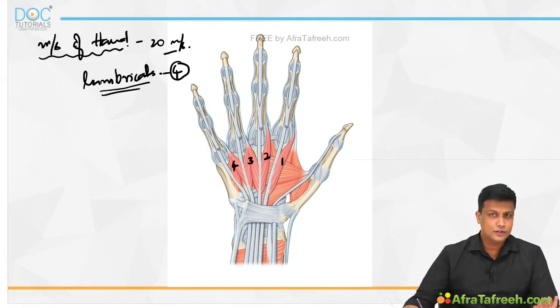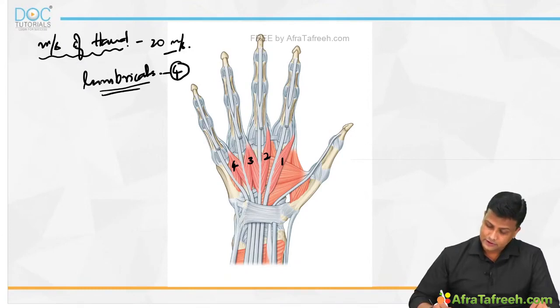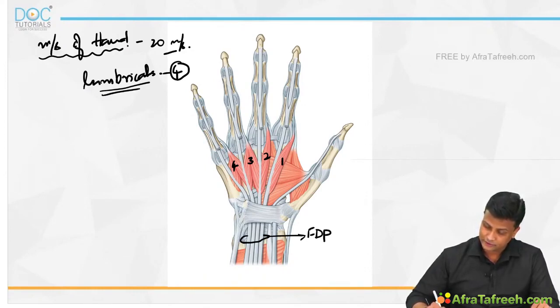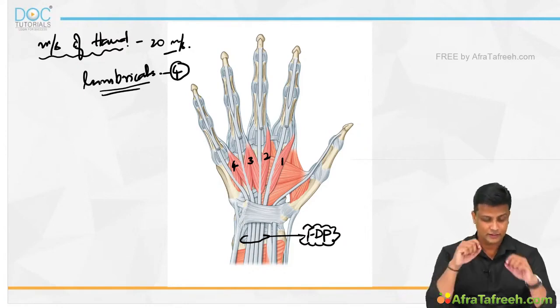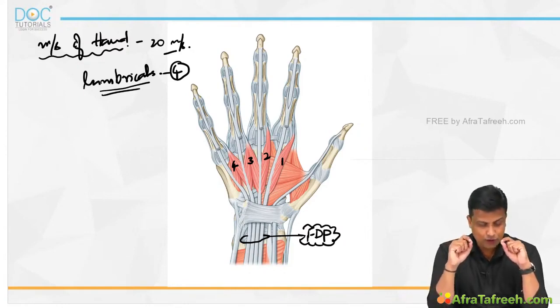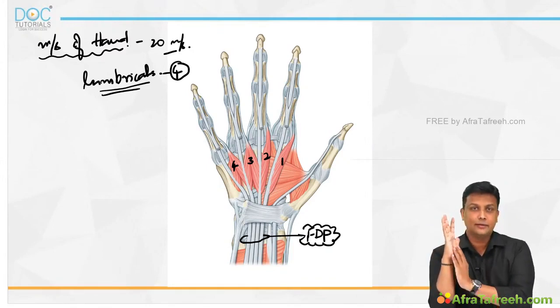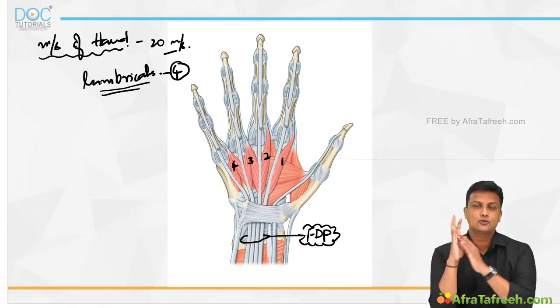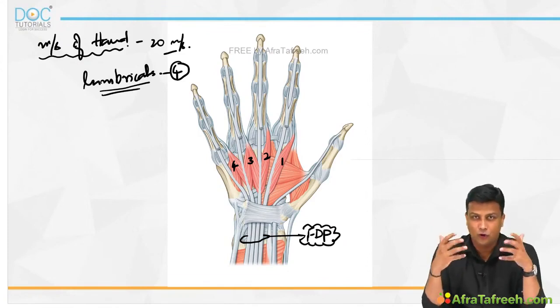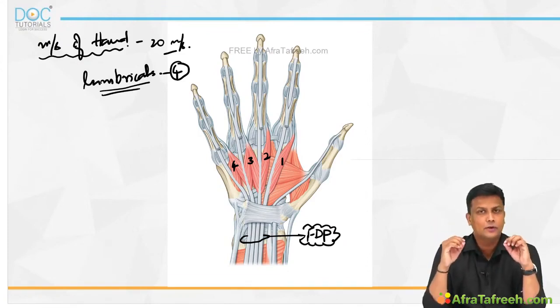And the easy way to identify the lumbricals, remember all these 4 lumbricals originate from this tendon, and that tendon is the flexor digitorum profundus tendon, FDP. That is your FDP tendon here. There will be 4 tendons coming into the hand, and from those 4 tendons the muscle originates, and that muscle will be your lumbricals.